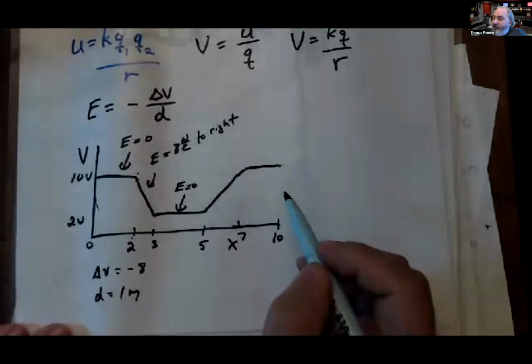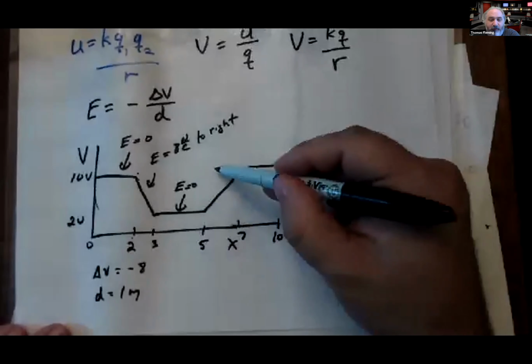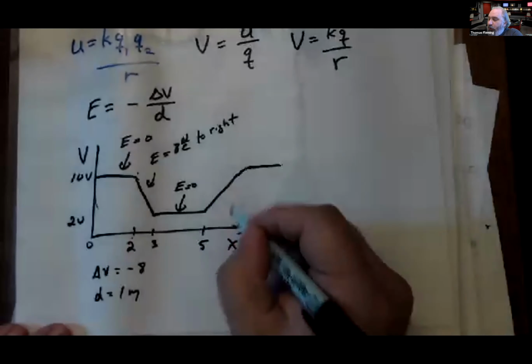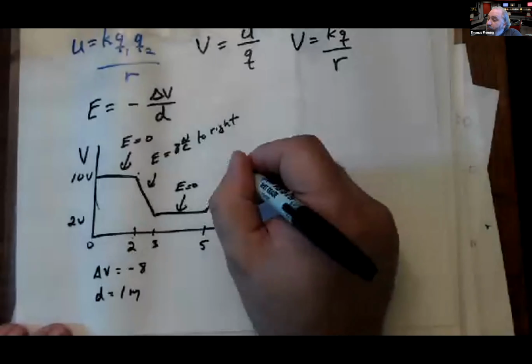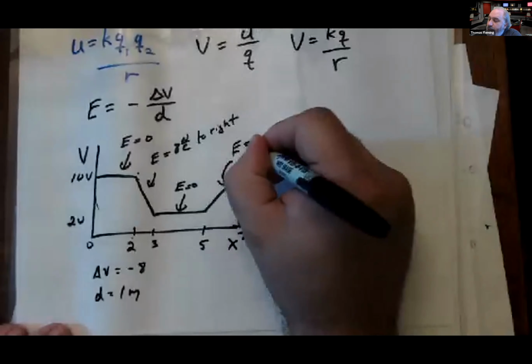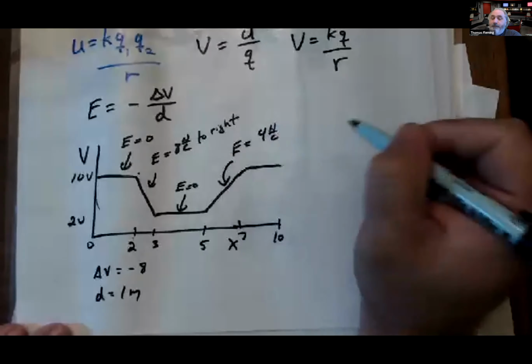How big is that positive slope? Well, the rise is from 2 up to 10, so that's a rise of 8. The run, however, is from 5 to 7. That's a run of 2. So 8/2 is 4. So right here, the electric field is 4 newtons per coulomb.